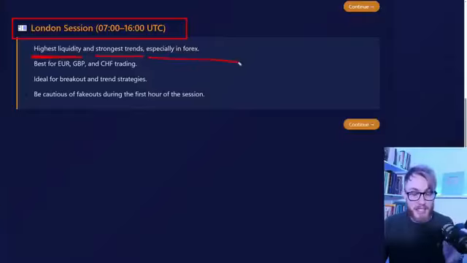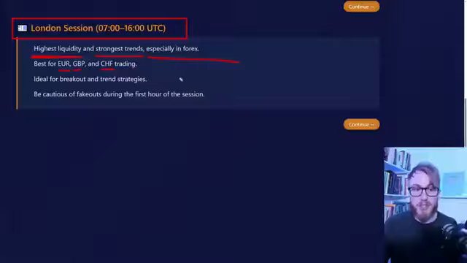So when it comes to the London session, you can, of course, look out for the euro, the pound, and the CHF. These are some great pairs to trade.